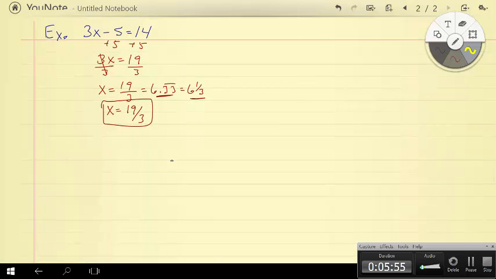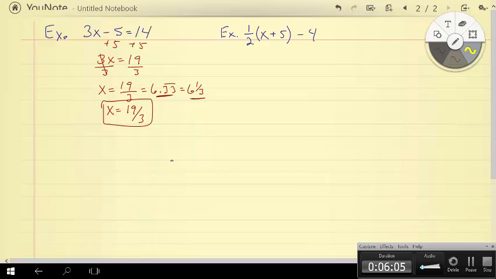Now, a second example is the quantity 1/2 times the quantity x plus 5, minus 4, equal to 1/3 the quantity 2x minus 1. Now in solving this one, we have to first use the distributive property.